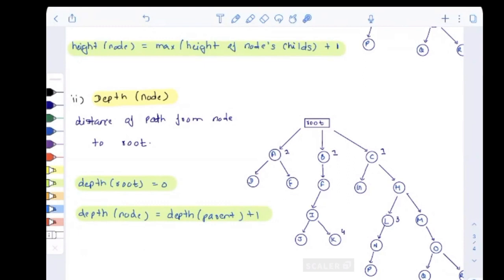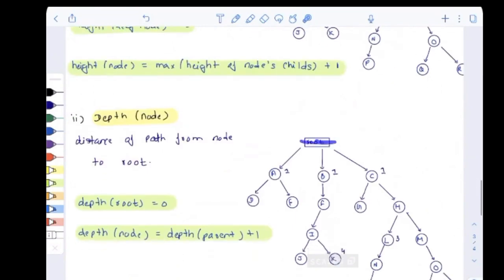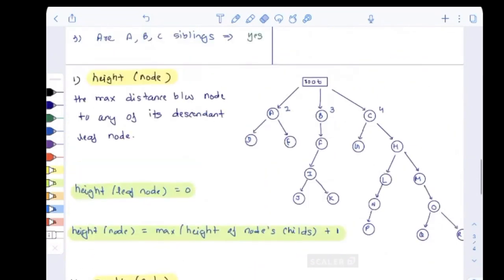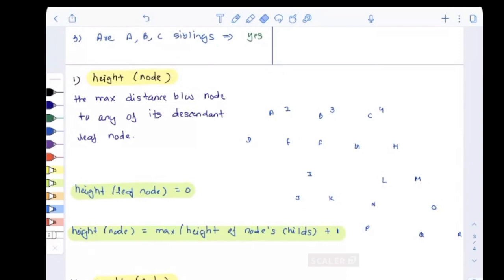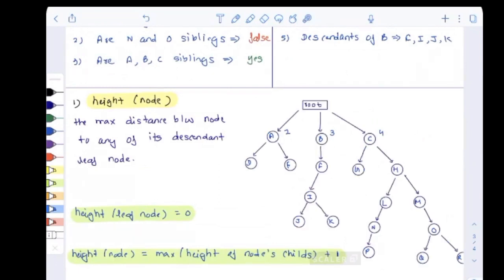Okay. So height is the distance of I to any of its descendant leaf node. So that is going to be just 1, right? And depth is going to be the distance between I and root. So that is 3. Okay? So height is 1, depth is 3. Perfect guys, simple. In depth, the reference point is the root. In height, the reference points are leaf nodes in your descendant tree. So that is the only difference. Clear?